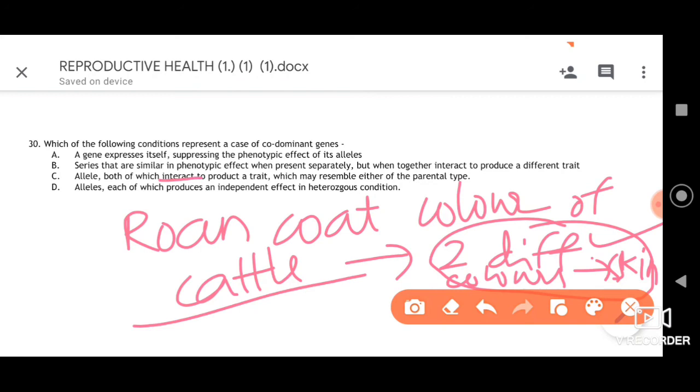That's very important. So the right option is D only, because alleles each of which produces an independent effect in heterozygous condition is the more appropriate answer you can go for, my dear friends. So the right answer is option D.